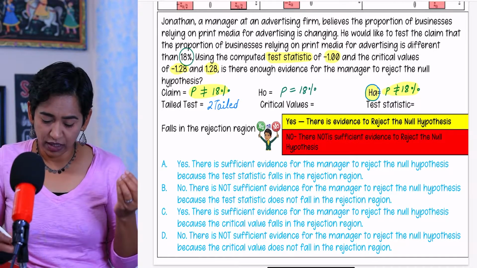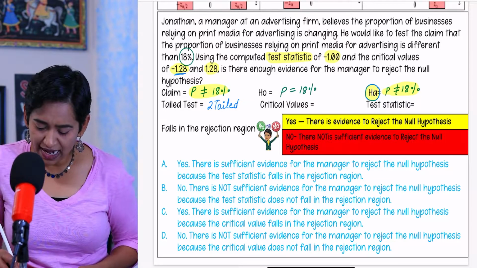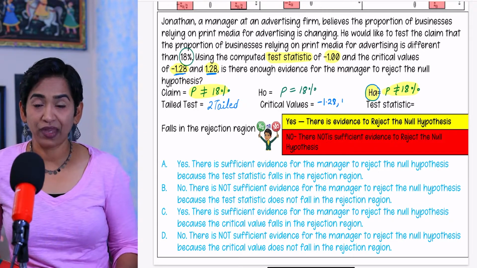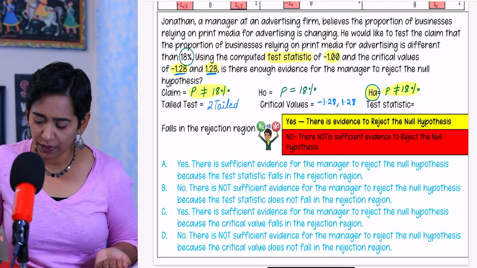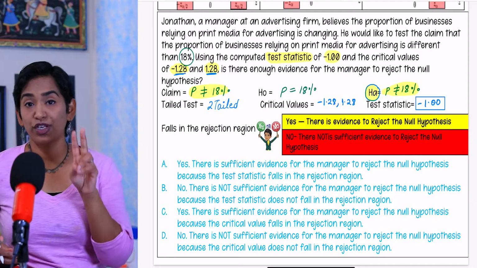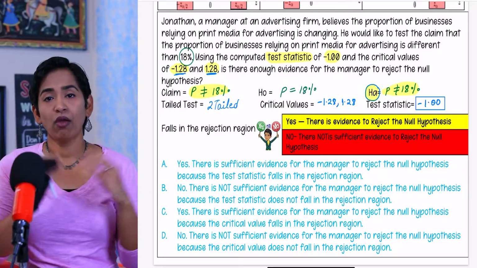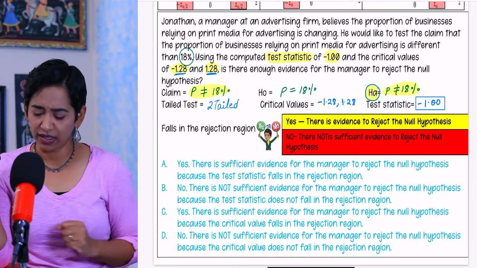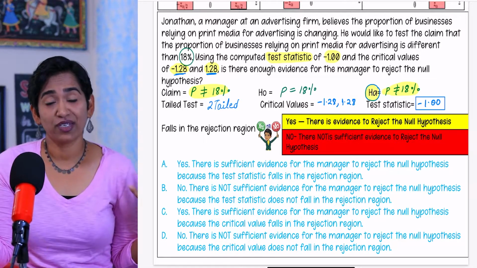Critical values, they already gave me the critical values, right? These are my critical values, -1.28 and +1.28. What is my test statistic? It is -1. Do you see that? Okay. Once I have that, remember only two things can happen. My test statistic can fall in the rejection region or cannot fall in the rejection region. If it falls, I have strong evidence. If it does not, I don't have sufficient evidence to reject my null hypothesis.